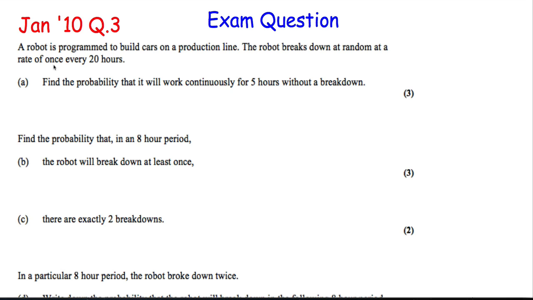So if it breaks down once in 20 hours, well then in 5 hours, lambda should be 0.25. In a quarter of the time, the rate should be a quarter, so it will break down 0.25 times. So lambda is 0.25 here. So I want the probability that it will work continuously for 5 hours without a breakdown.